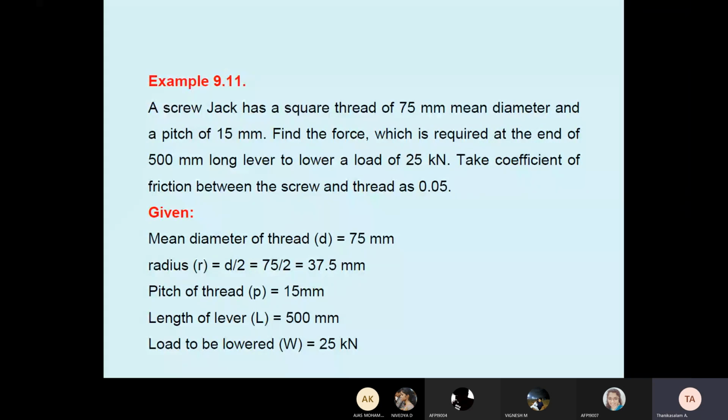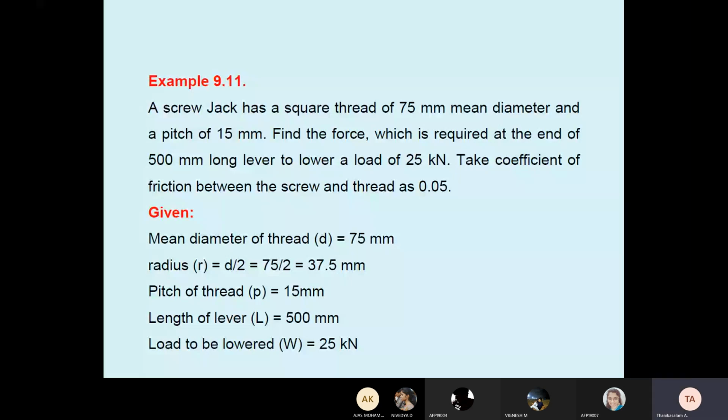A screw jack has a square thread of 75 mm mean diameter and a pitch of 15 mm. Find the force which is required at the end of 500 mm long lever to lower the load of 25 kilonewton. Take coefficient of friction between the screw and thread as 0.05.